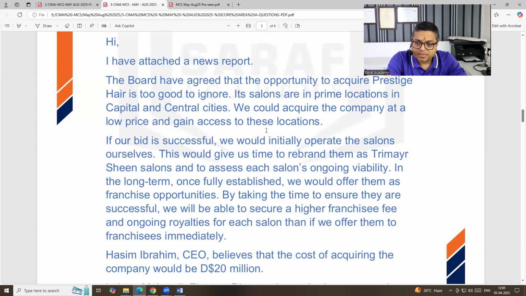That means when we say $1 value today, it is a present value. Present value is actually deducting the interest. Present value means after deducting interest. Future value means including interest.